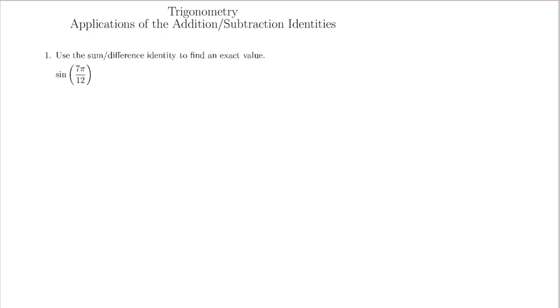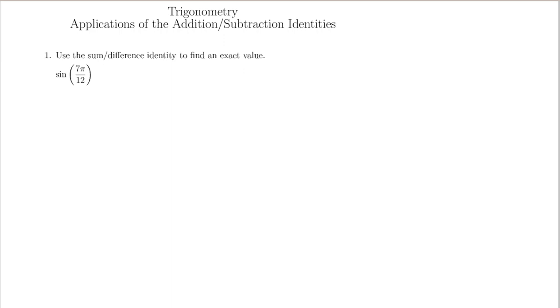So we want to know, how can we use the addition and subtraction formulas to be able to evaluate this exactly? If I could break up that 7 pi over 12 into either the sum or difference of 2 angles that are nice angles on the unit circle, then I would be able to apply one of my formulas and evaluate.